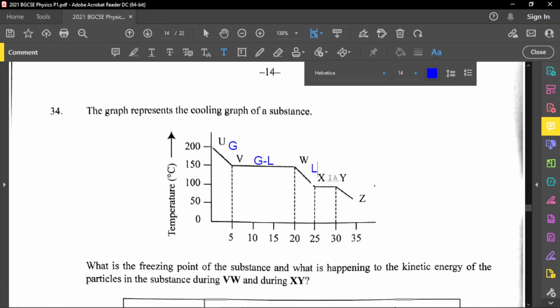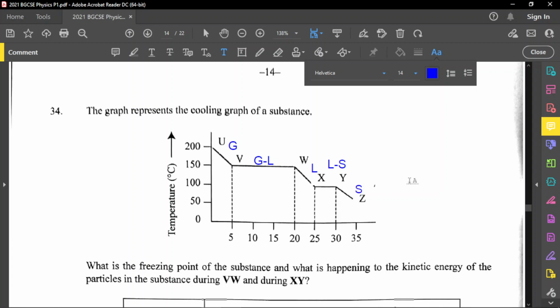And then between X and Y, there's no change of state. So right here, you can see the liquid is turning into a solid. Okay. And then from Y to Z, it is still a solid. Okay, still a solid. All right, just to make a mention right there.